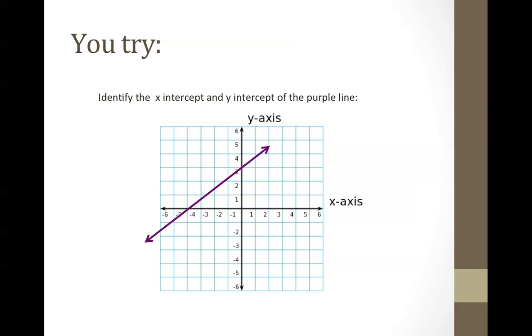Now you try. Pause this presentation for a moment and identify what are the x and y-intercepts for the purple line that's shown here. Please label each one so that when I ask you, hey, how did you figure that out, you can tell me which intercept is which. So label one the x-intercept and the other the y-intercept, and list both of their coordinates.